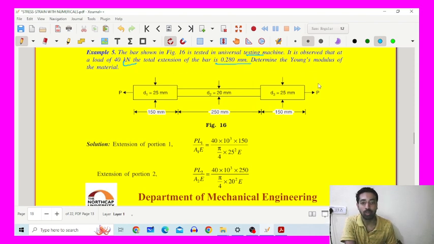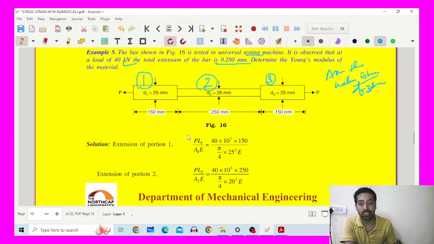In this case the problem is very simple. There are three sections: first, second as well as third. The question does not speak about the type of material, but because similar material is used, we can assume that the material is the same throughout the section. So the Young's modulus of this particular section will also remain the same. So one of the concepts is that you have to assume the material is the same for the three different sections.